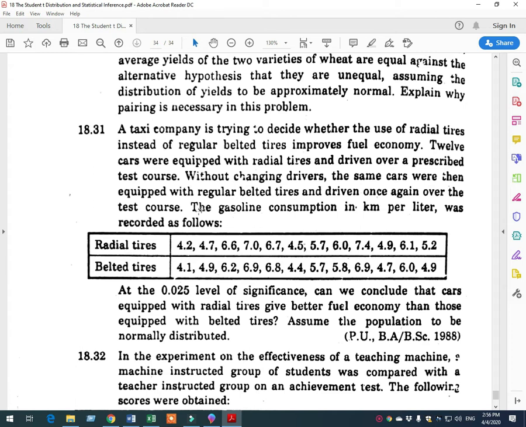Radial tires, gasoline consumption in kilometer per liter. The performance is being recorded, kilometer per liter consumption of these 12 cars with radial tires, and the same cars, same drivers, kilometer per liter score of the belted tires. So do we have any kind of difference in between this? So this is basically the theme.